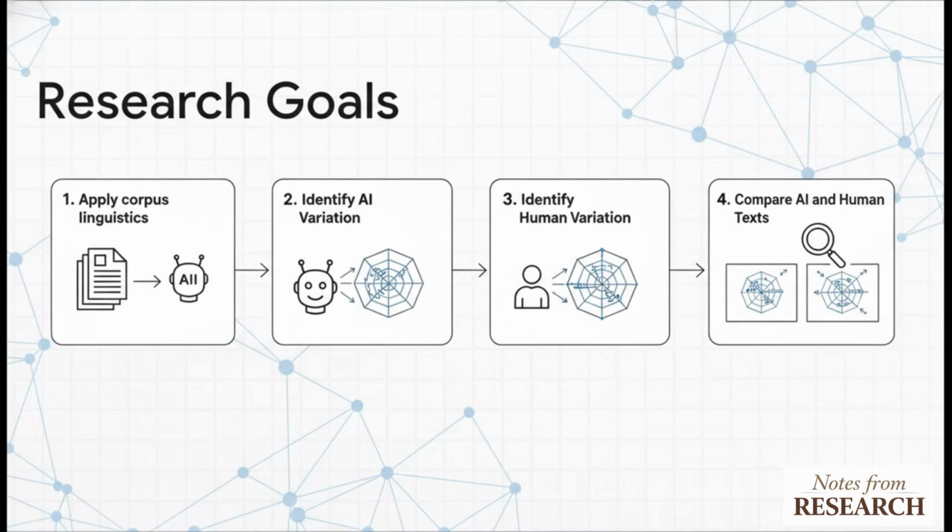To make its case, the paper lays out a very clear 4-step plan. First, it just wants to demonstrate that you can, in fact, apply these linguistic tools to AI texts. Next, it uses MD analysis to identify the key patterns of variation, first within AI language. Then, it does the exact same thing for human language. And that final, crucial step is to put those 2 analyses side by side for a direct, evidence-based comparison.